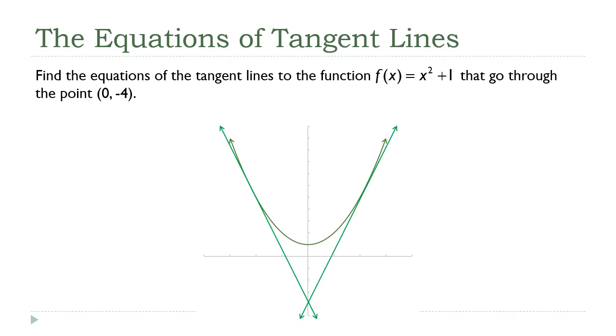because I'm going to let a be the x-coordinate of the point of tangency of the right-hand tangent line, and because of the graph's symmetry, this point over here is going to be negative a. All right, and that means that the y-coordinates for both of those points is going to be a squared plus 1. So we're looking at the points (a, a² + 1) and (-a, a² + 1).